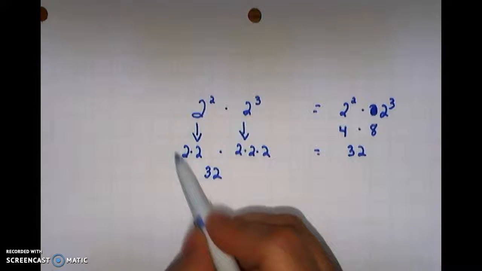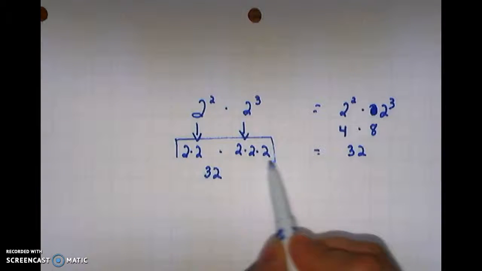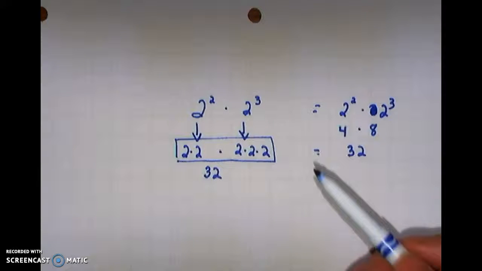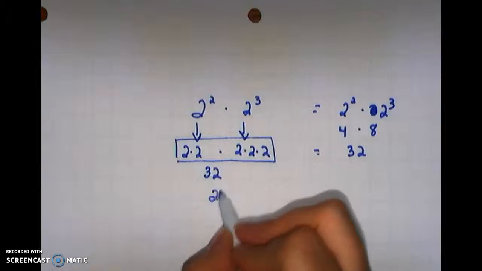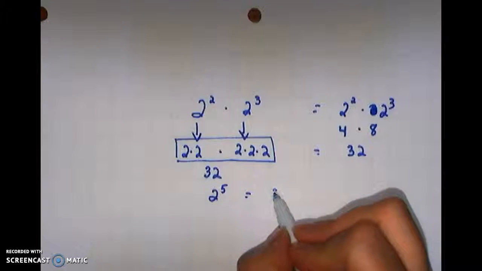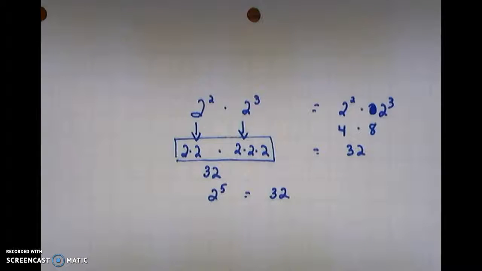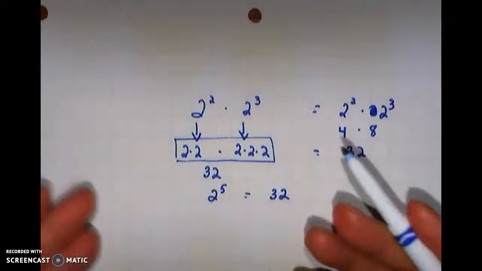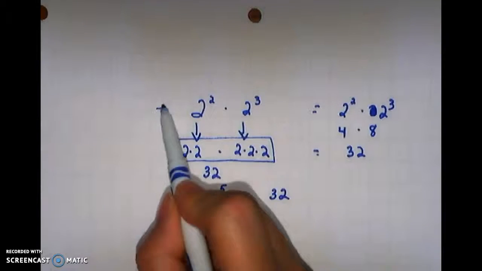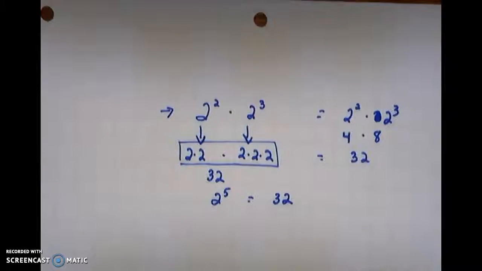Well, we can also rewrite this. How many 2's do we have? We have 5 2's. So 2 to the 5th, if you were to punch that into your calculator, the same thing. We still get 32. So think about how we can apply our rules. Think about what's happening here. Try another example.